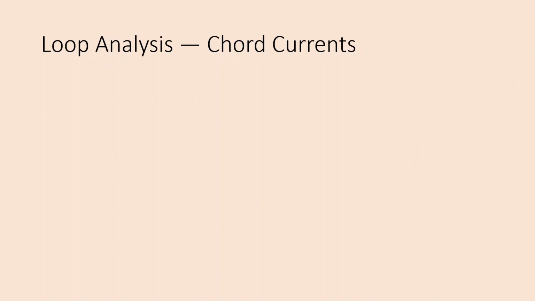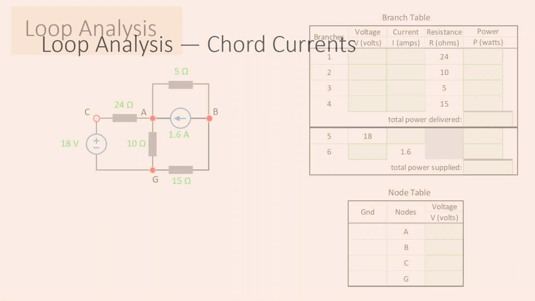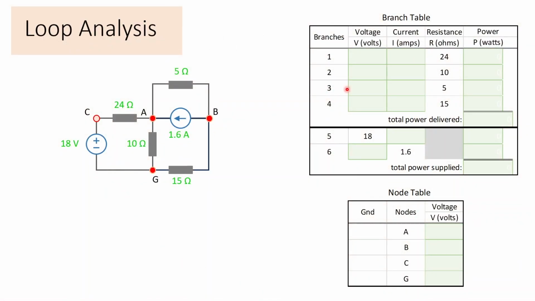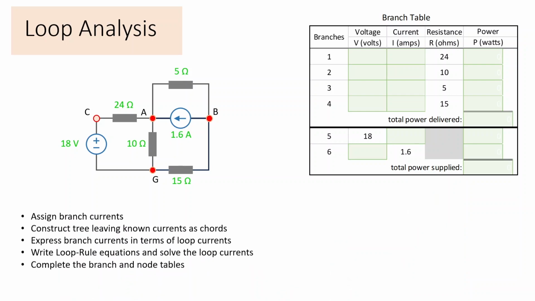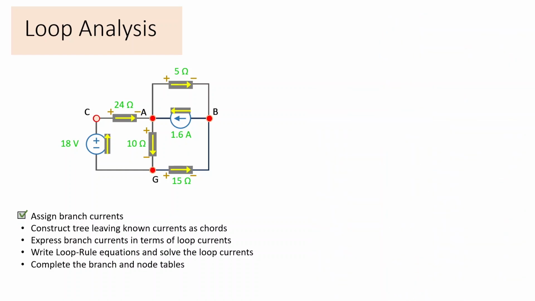Next is another type of loop analysis based on chord currents. We have our circuit, our solution tables, and again, we are expecting 2 loop rule equations to write. And similar to the mesh analysis and the branch current analysis, we start by assigning branch currents. And so we have our flow arrows, same as before, and our branch current variable, same as before. At this point, we need to separate our 6 branches into tree branches and chords.